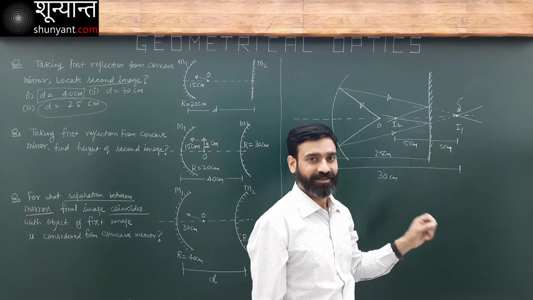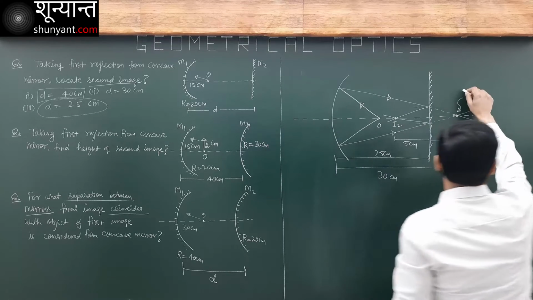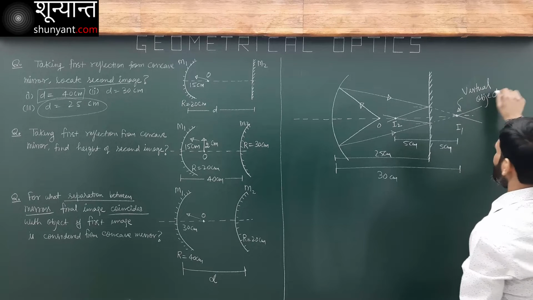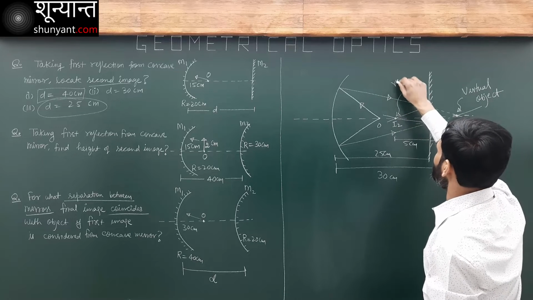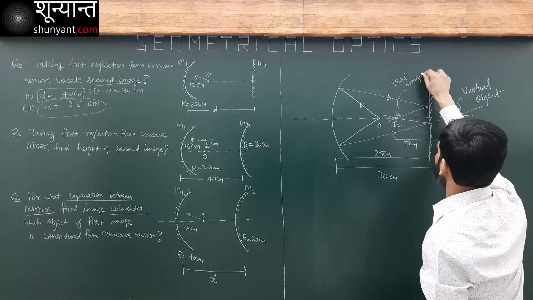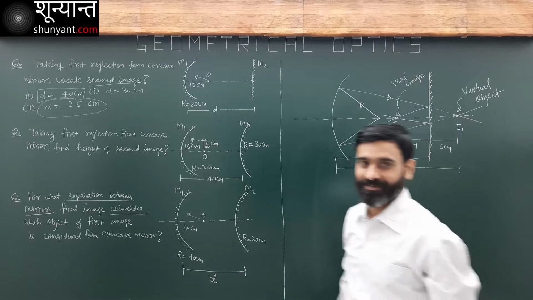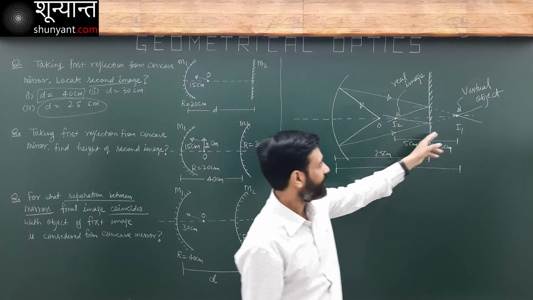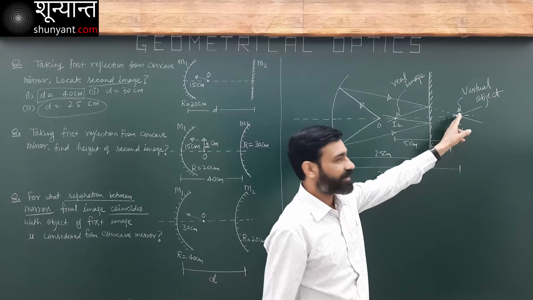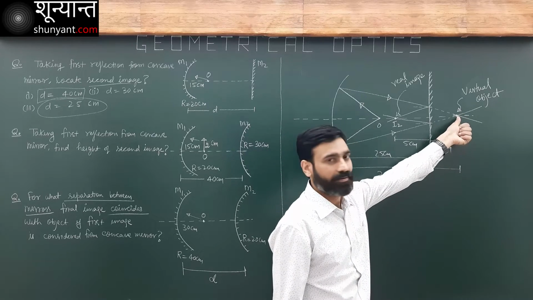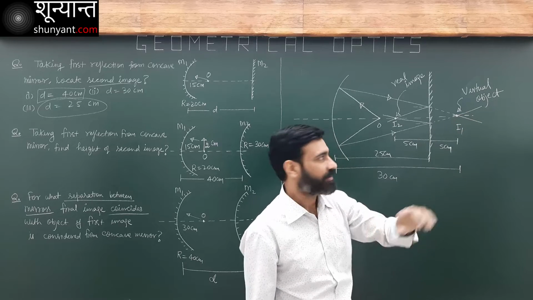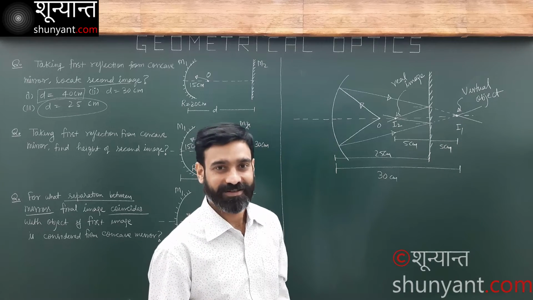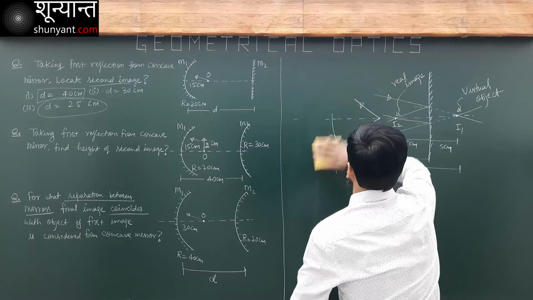What type of object is this? This is known as a virtual object. What type of image is this? This is a real image. A real image from a plane mirror. This is a real image from a plane mirror when I have a virtual object. Such types of objects are known as virtual. This point is acting like an object for this mirror. It is a virtual object. Do you understand this?